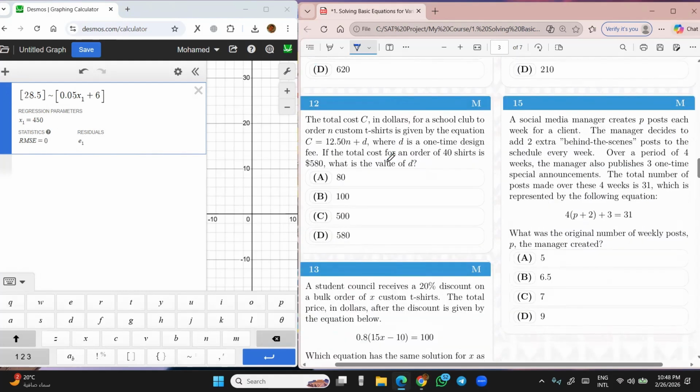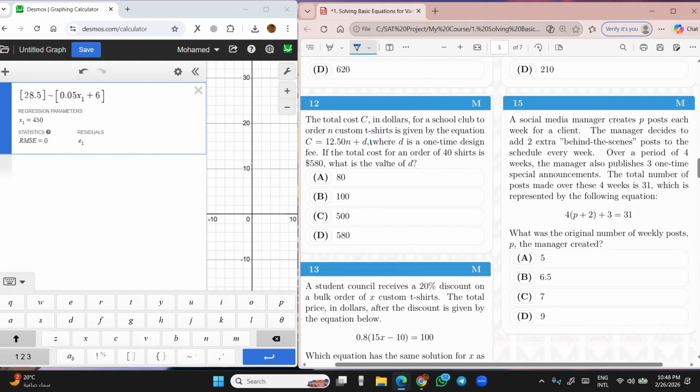Question 12. The total cost C in dollars for a school club to order N custom t-shirts is given by the equation C is equal to 12.50 N plus D, where D is the one-time design fee. If the total cost for an order of 40 shirts is 580, what is the value of D?